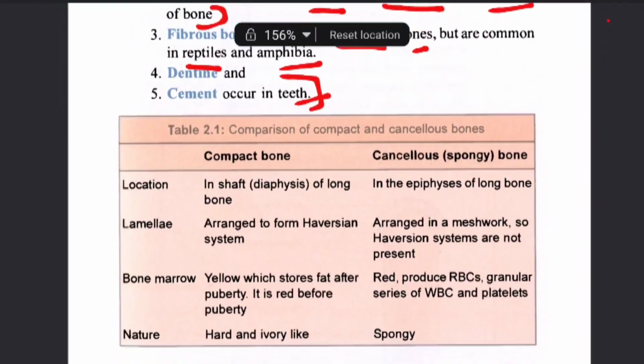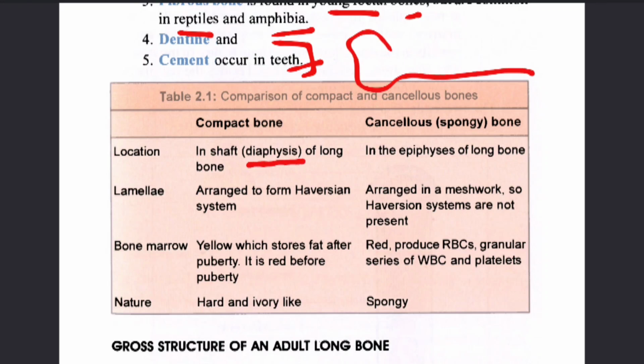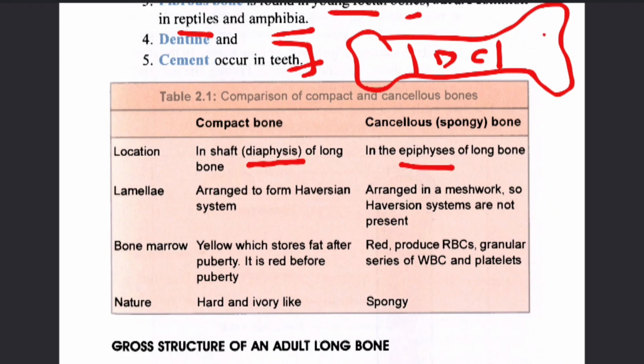So let's compare the compact and the cancellous bone. There is a table, with comparison based on location, lamella, bone marrow and nature. If we talk about the location, the compact bone is present in the shaft, that is the diaphysis. Like this is the bone, so this is the diaphysis, the shaft region. Here the compact bone is present, whereas the cancellous or spongy bone is present in the epiphysis here. This is the cancellous or spongy bone in the epiphysis of the long bones.